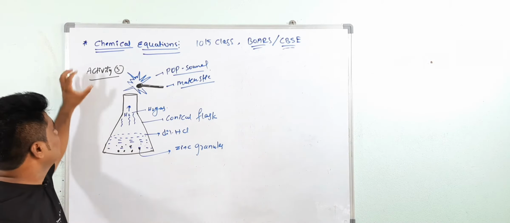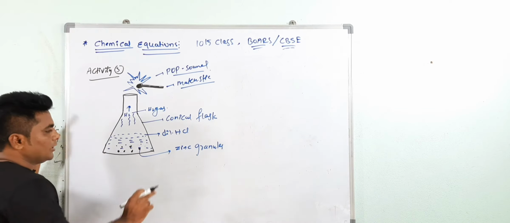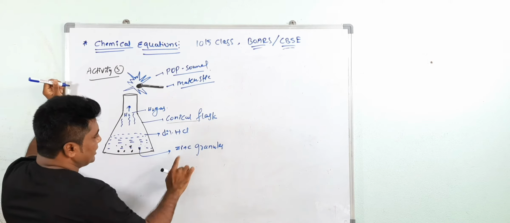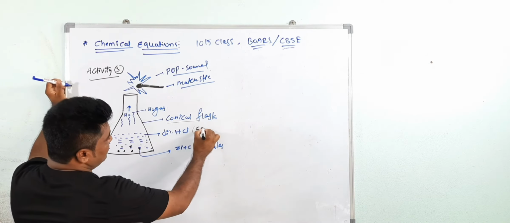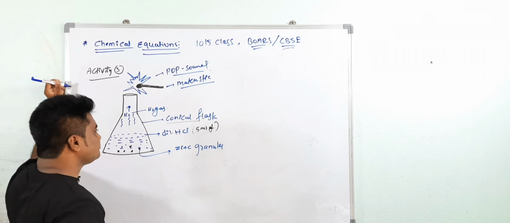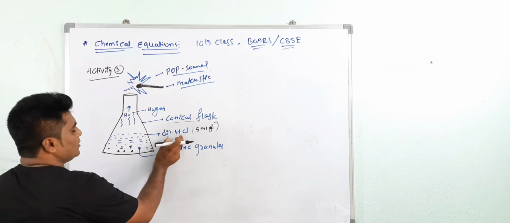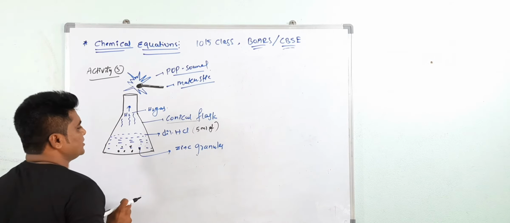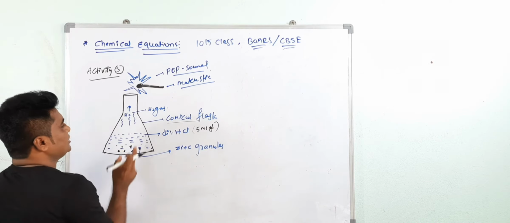Okay, now see the third activity. In this activity, take zinc granules in a conical flask. This is a conical flask. Take a zinc granule in the conical flask and add about 5 ml of dilute HCl. So what is happening? When the hydrochloric acid is added to the zinc granules, a chemical reaction takes place, and you can see the bubbles. Some gas is evolved. That gas is what?